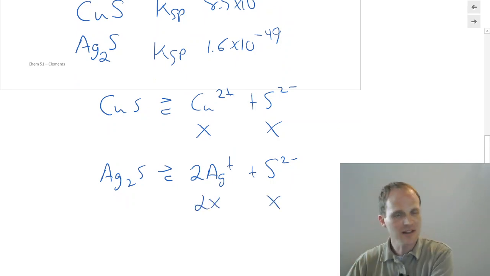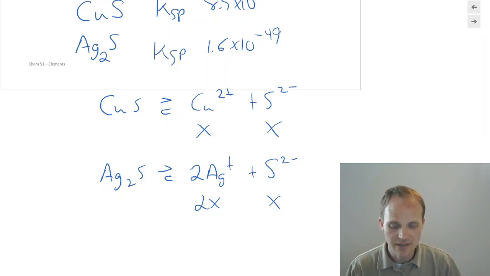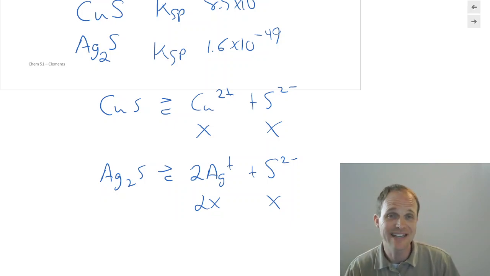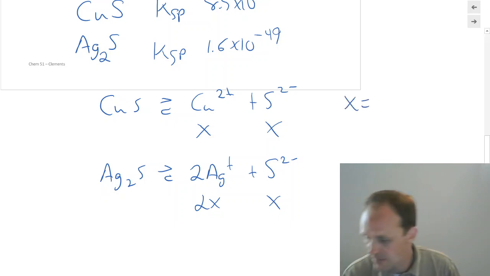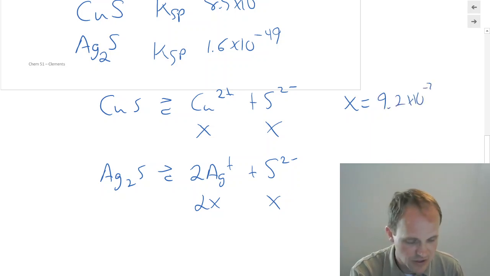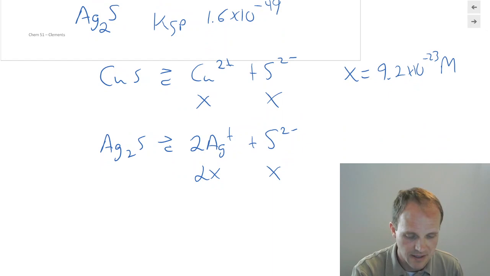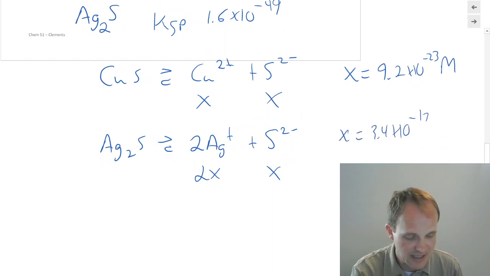And just like we did on the last slide, I'm not going to show all the steps there, right? On the copper sulfide, I'm going to take the square root. On the silver sulfide, because I've got that 2 there, I now have an x cubed. I've got 4x cubed, actually, on the right-hand side when I do all that math. And so I divide my Ksp by 4, and I take the cube root. I'm just going to give you the answer: here, x is 9.2 times 10 to the minus 23 molar. And here, x is 3.4 times 10 to the minus 17 molar.